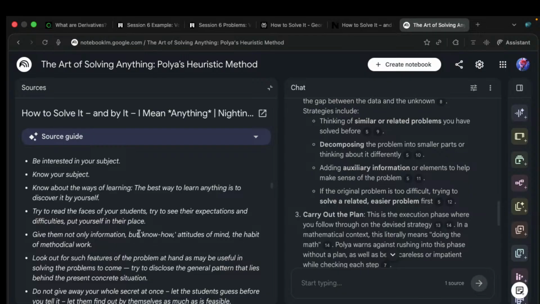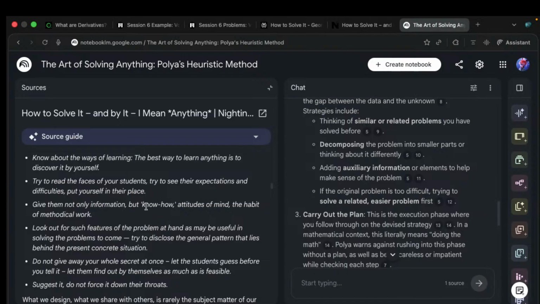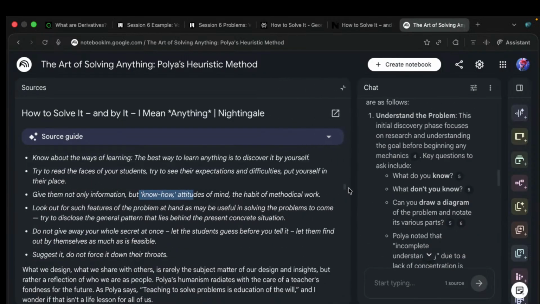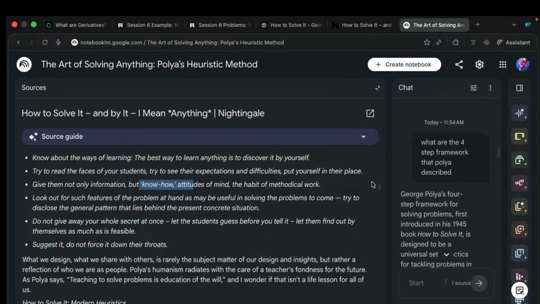So yeah, let's move ahead. Give them not only information... yeah, we read that. Not only are facts good, but we need to figure out how and why we are doing things, and how we can approach it.